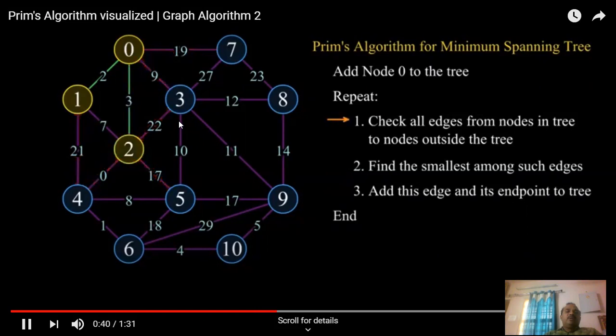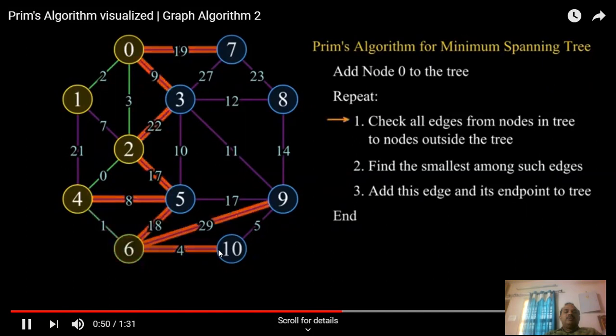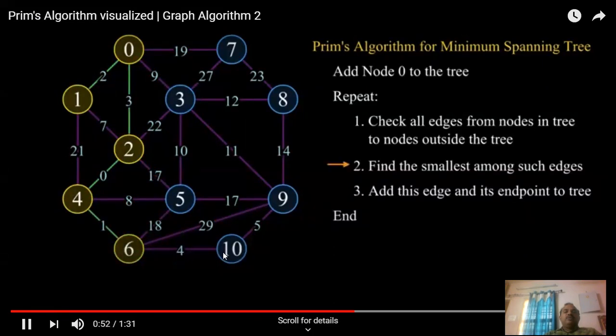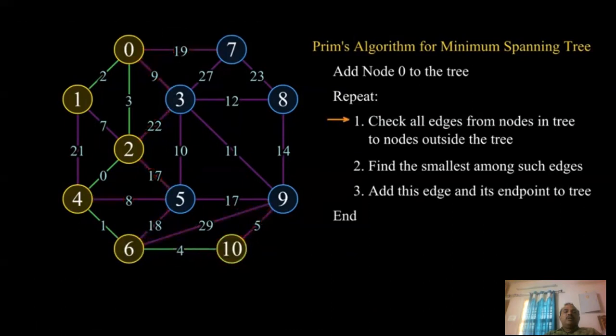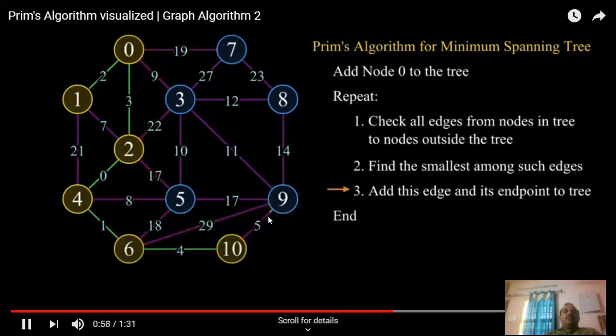Then the next level is 0, 2 to 4. Yes. The next level is 1, 4 to 6. The next level is 4, 6 to 10. Clear? Observe. All of you watch seriously. Then the next one is 5.